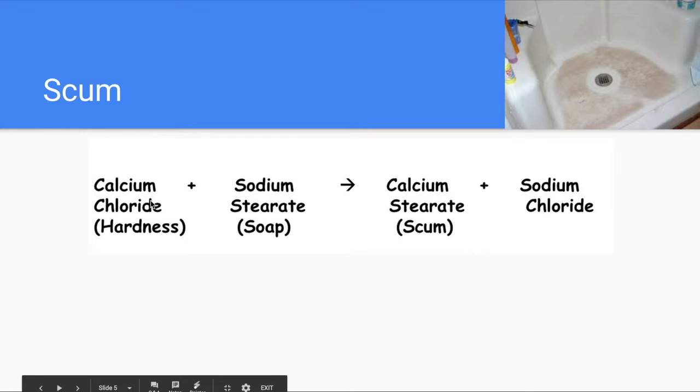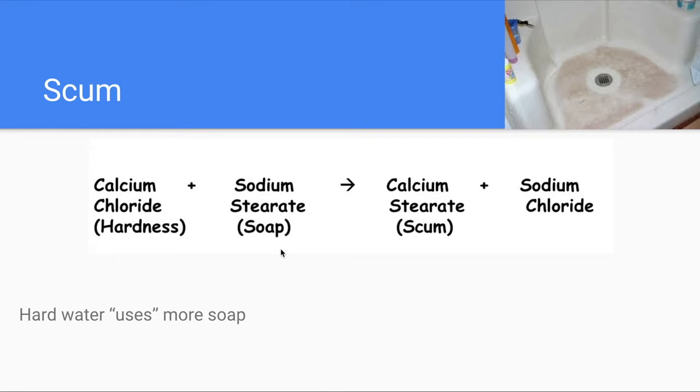Calcium chloride, we see we have the calcium here, so calcium ions in the hard water react with soap, which is called sodium stearate. You don't necessarily need to know this equation, but you should know that scum is formed when hard water reacts with soap. So this scum is formed, and we have sodium chloride left. And so we say that hard water uses more soap because it reacts with soap to give you calcium stearate, to give you a scum. And so you need to use more soap in order to wash things.